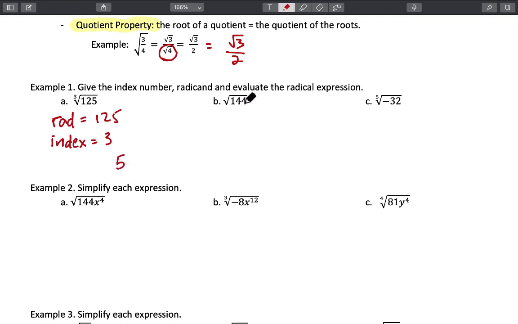Next up, we've got the square root of 144. Our radicand here is 144. That's the number underneath that check mark. The index number is 2, so we're taking the square root of that. The square root of 144, its solution is 12. Next up, the fifth root of negative 32. Radicand is negative 32, our index number here is 5. Remember, you can take an odd root of a negative number. So the fifth root of negative 32, the solution there is negative 2.